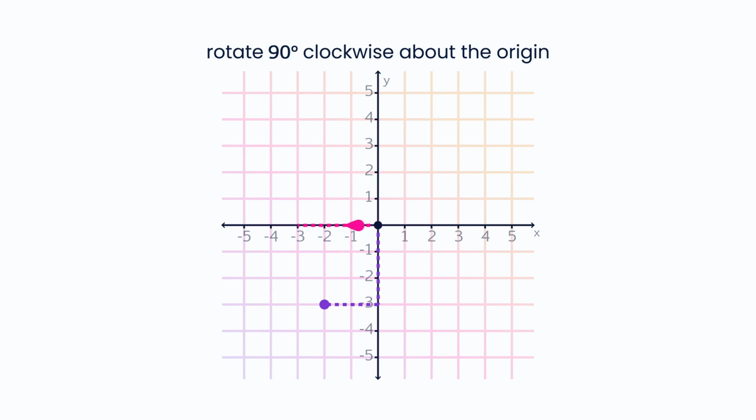Then, finish off the L shape by copying the original shape in the new location. You've found the location of the rotated point. It's at -3, 2.